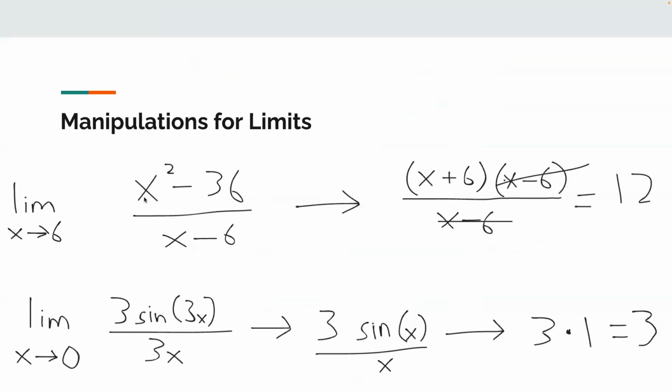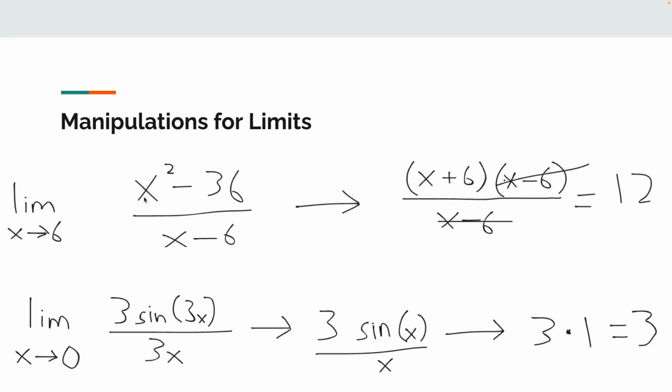Also know that you can manipulate equations to find a limit. Usually we just substitute. For normal functions with no issues, we can just substitute an x value in and find the limit that way. But for this example, x squared minus 36 over x minus 6, if we want to find the limit as x approaches 6, we can't just substitute 6 in because the denominator will be 0. So we factor the top into x plus 6 and x minus 6. Then we cancel out the bottom x minus 6. Then we plug it in, and we see it's 12.